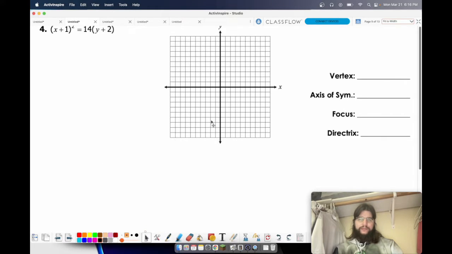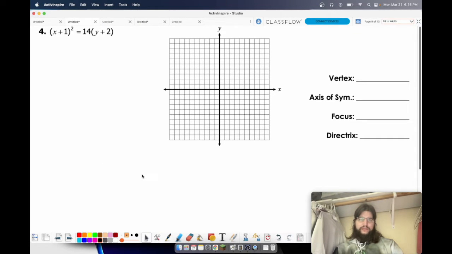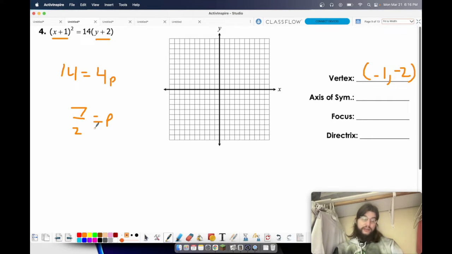Let's check this one out. This time we have a vertical parabola. It's going to be -1, -2 for our vertex. That comes directly from here and here. 14 is equal to 4p. 7/2 is p. It's another not so nice one. It's about 3.5. Well, it is 3.5.